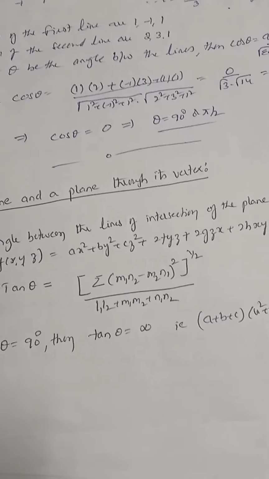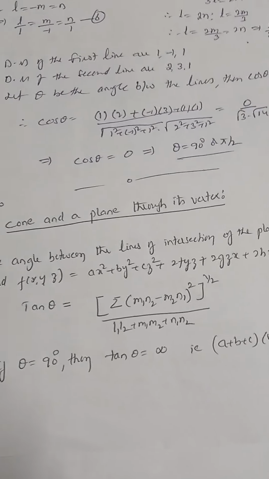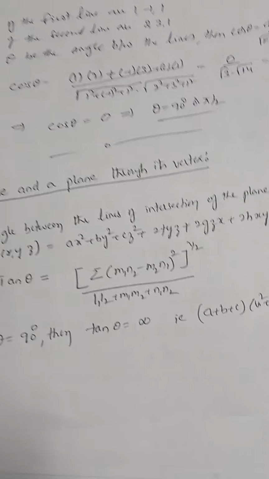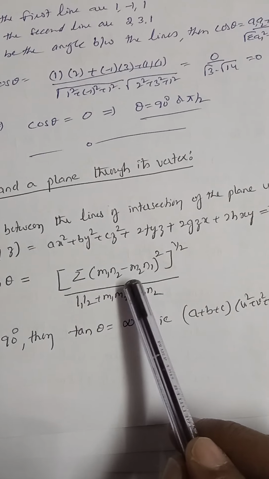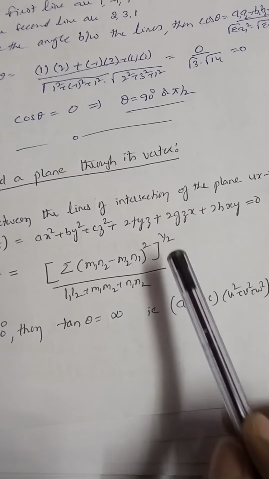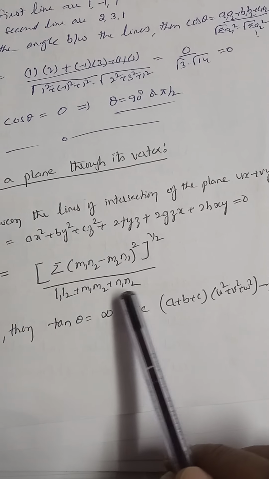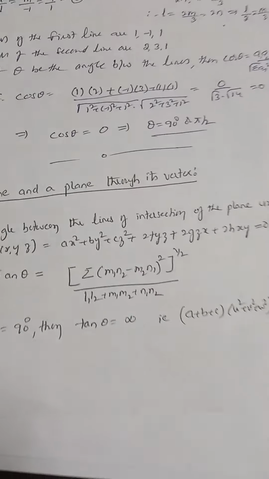Good evening, students. Now, the cone and a plane through a vertex. You have to remember this formula: the angle between the lines of intersection of the plane and a cone is given by tan theta is equal to summation (m1 n2 minus m2 n1) whole square to the power of 1 by 2 by l1 l2 plus m1 m2 plus n1 n2. You have to remember this formula.